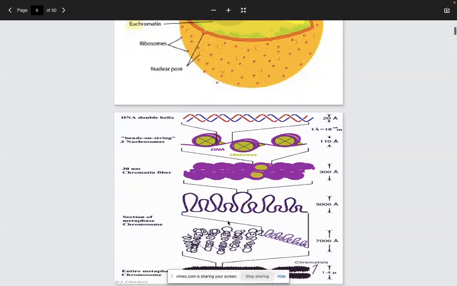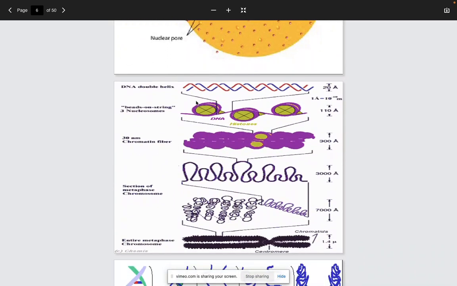This is a picture again depicting what I previously talked about. Here you have the DNA double helix. It's associated with proteins. These proteins are called histones, and they form something called a nucleosome. But for our purposes, we are talking about the DNA double helix here. It associates with proteins, then it comes together to form chromatin, right? And then chromatin will eventually become chromosomes, and the chromosomes themselves will encode genes.